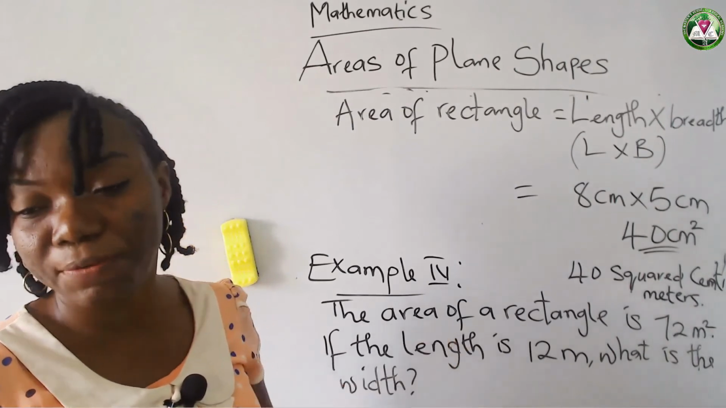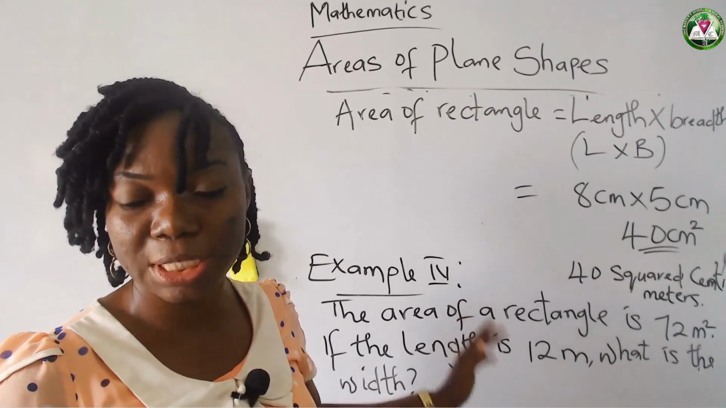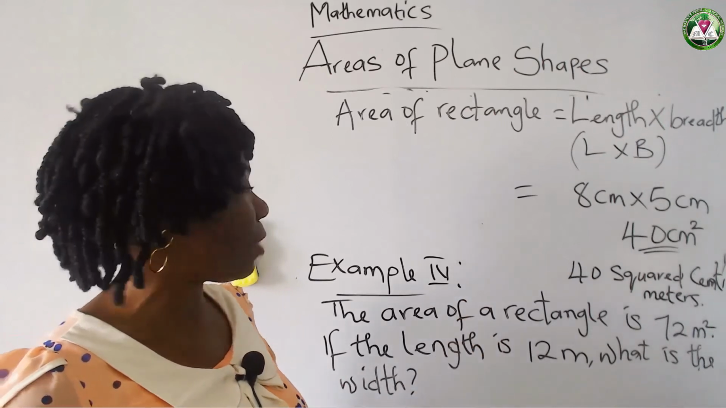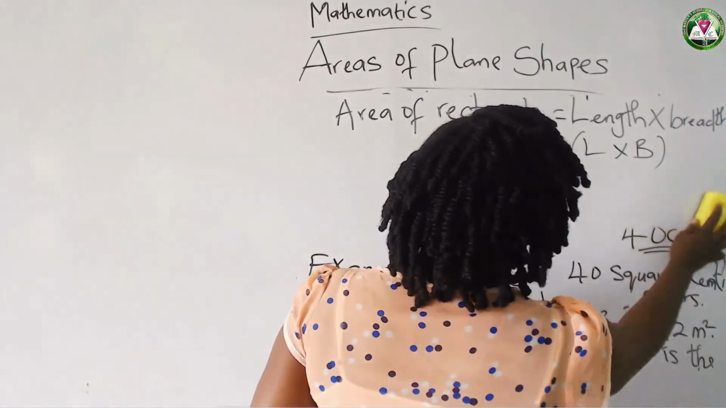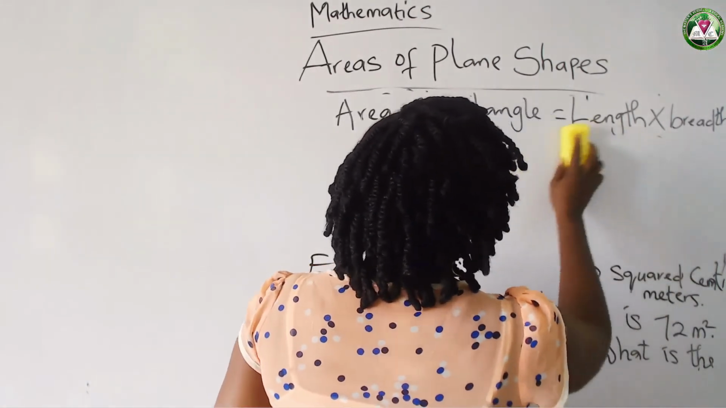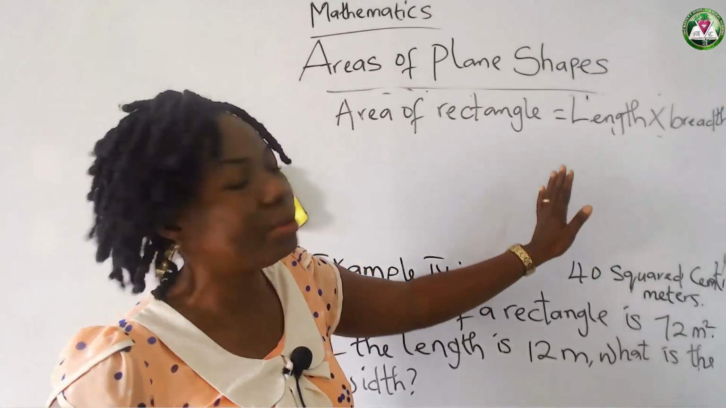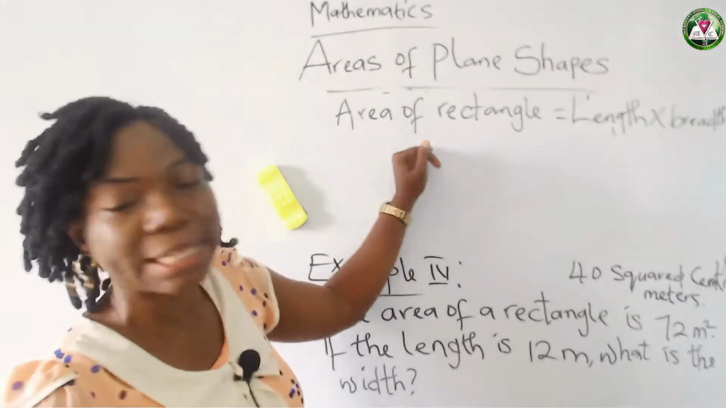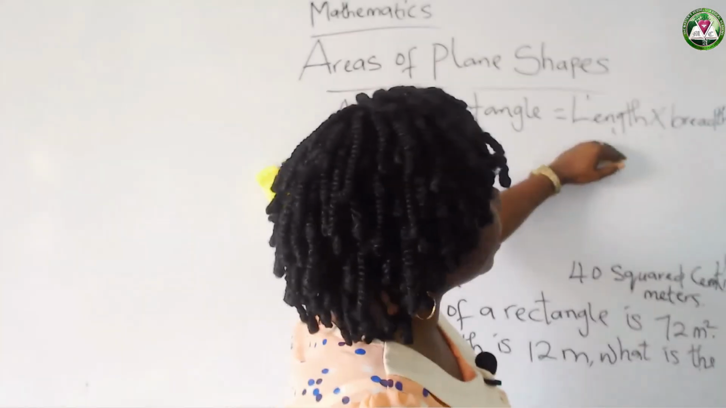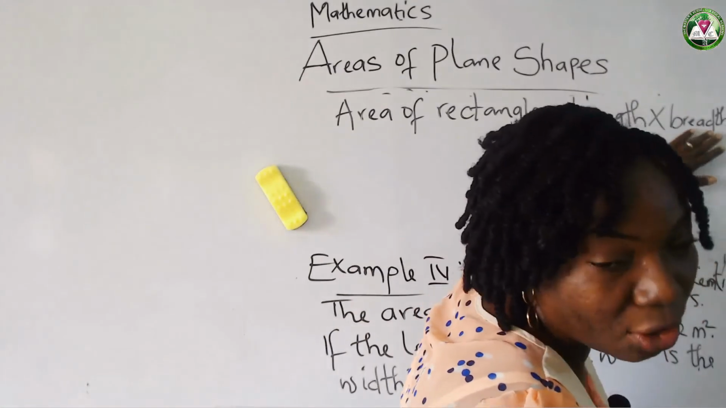The area has been given, and one of the sides, which is the length, has also been given. Now we are told to find the width. Remember that the area of a rectangle is still length times what? Breadth. Now the area has been given and one of the sides given. We are to find the breadth or the width.